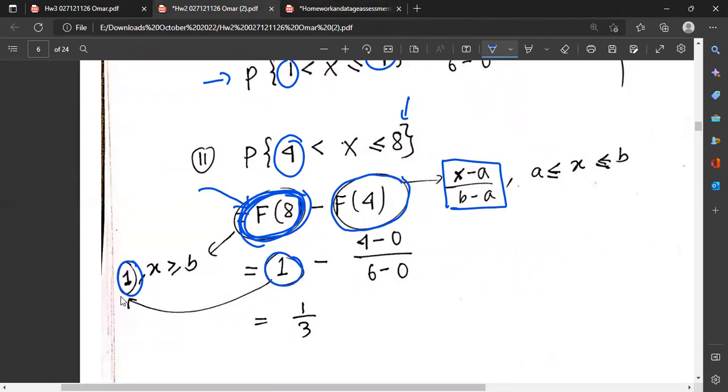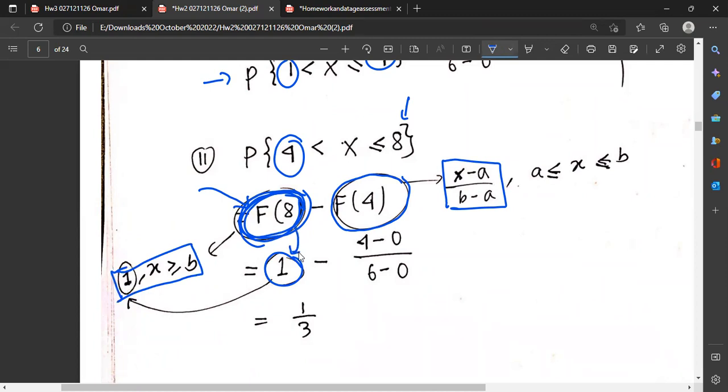You can also just remember this small formula: when x is greater than b, the value will be 1, okay? You can still remember this formula if you don't want to go deeper. Just remember, when x is greater than b, then the result will be 1.